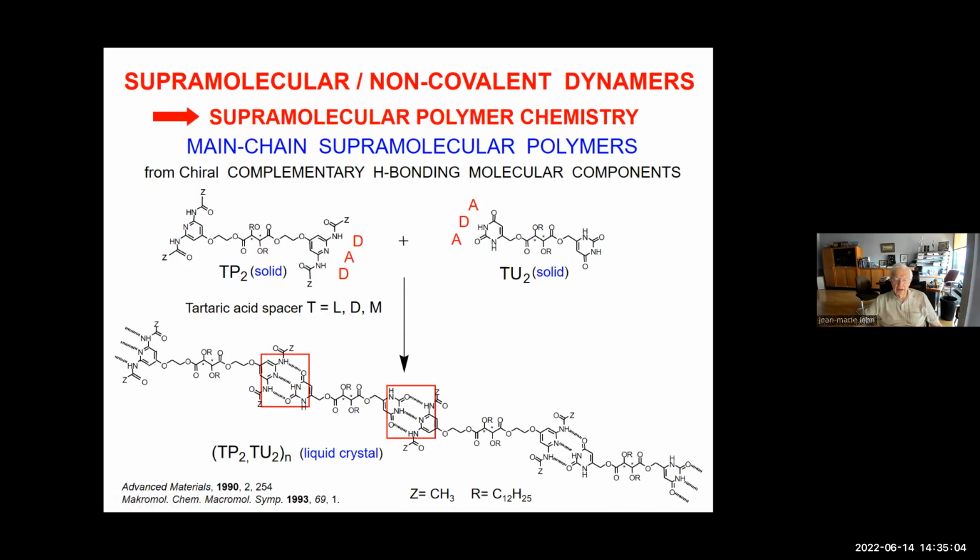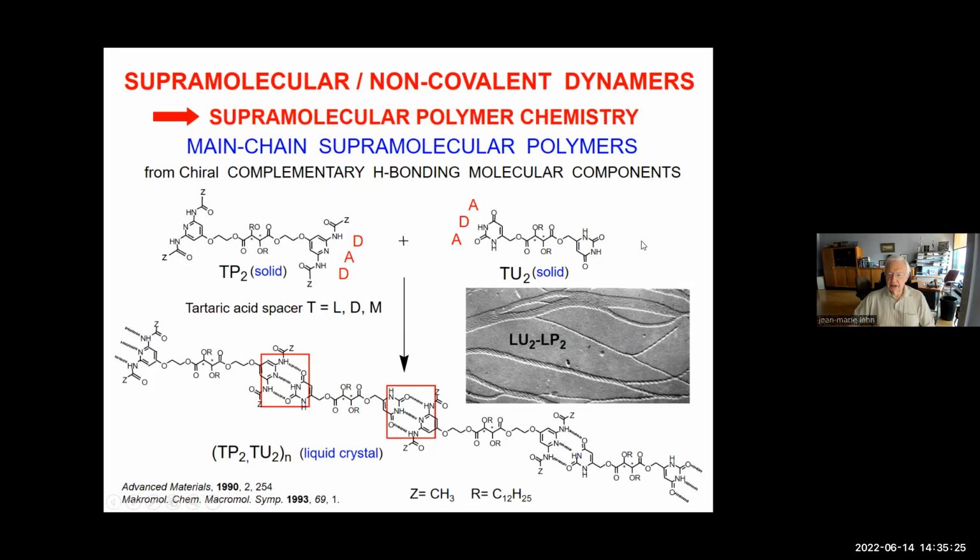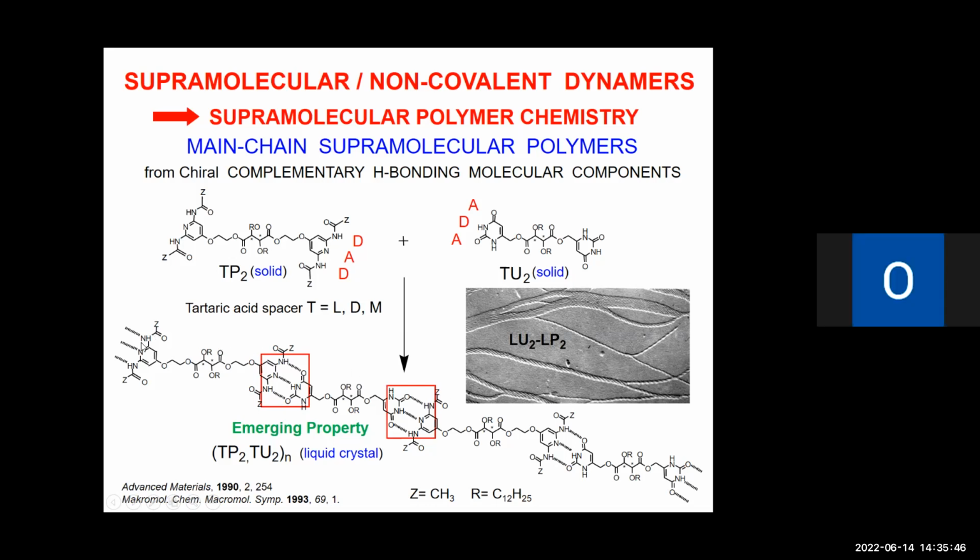It is not a normally covalent chain like one has in common polymers. It is a supramolecular main chain polymer. Note also that the starting components are solids, and when you mix them, you get a liquid crystal resulting from the interactions between these two monomers. This is just an electron micrograph, of which you'll see others. I would like to point out also that that's a nice example of an emerging property being generated. The two solids, when mixed together, give a unit where we have now a long chain, a main chain supramolecular polymer and a liquid crystal, and this emerging property is the result of simply mixing two solids.